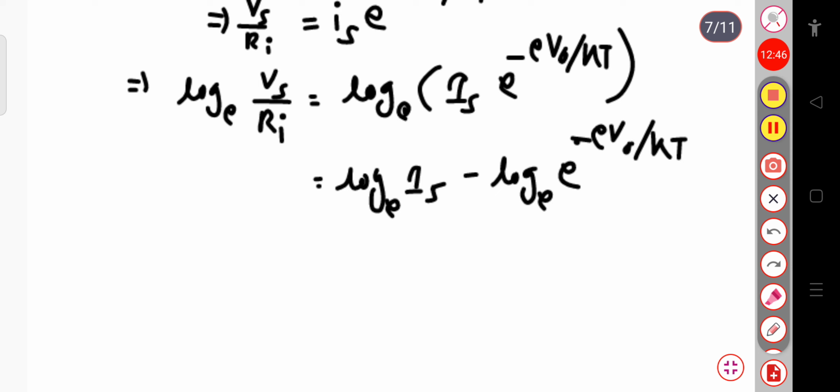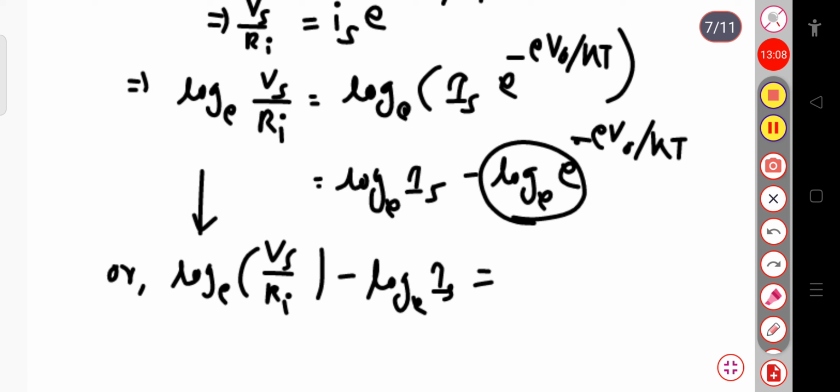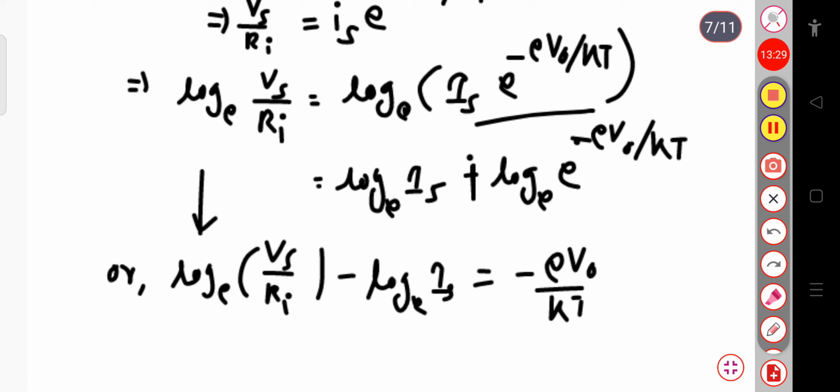Now the left hand side term will remain as it is, that is log e Vs divided by Ri, and here this log e Is can be taken to the left hand side, that will be minus log base e Is, that is equal to this log e base e, that will be equal to 1. So we can write minus, and the minus becomes plus. Sorry, this is log A plus log B. So this will be minus into plus, this will be minus eVo divided by Kt, because log of A into B will be log A plus log B.